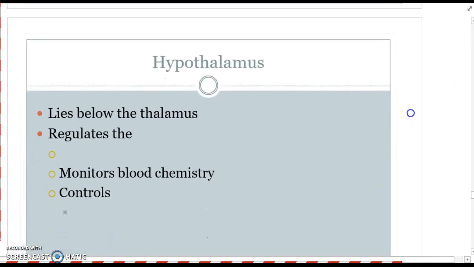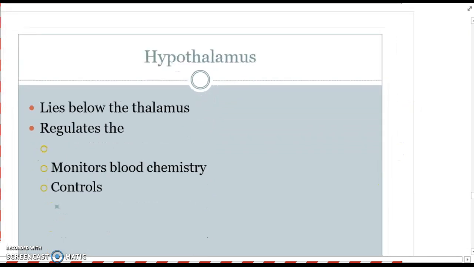The hypothalamus is the next one. That's below the thalamus, and it regulates the autonomic nervous system. So things like body temperature: your body gets too cold and you start to shiver. Another thing, food intake: you get hungry. It also monitors blood chemistry.